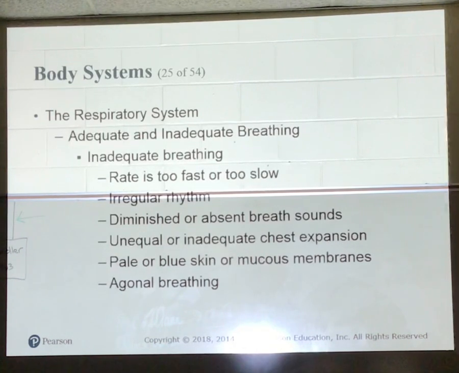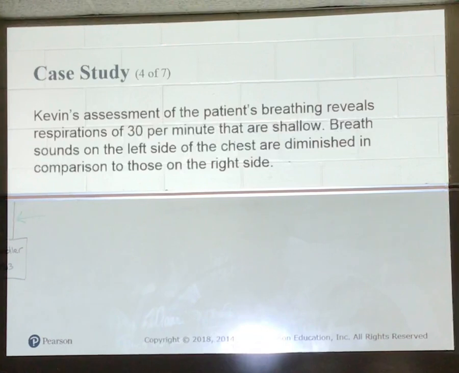If the rate is too fast or too slow, if they're not breathing regularly, if they have diminished or absent breath sounds, unequal or inadequate chest expansion, pale or blue skin or mucous membranes, or agonal breathing, you need to intervene. Kevin's assessment of the patient's breathing reveals respirations of 30 per minute that are shallow.